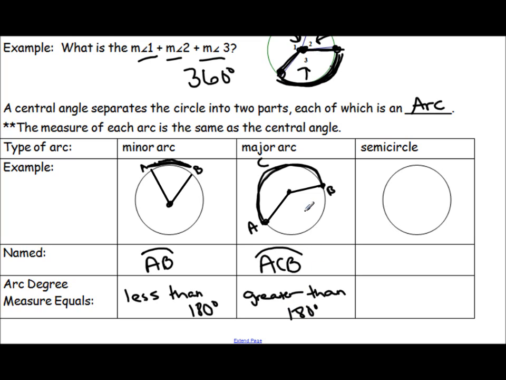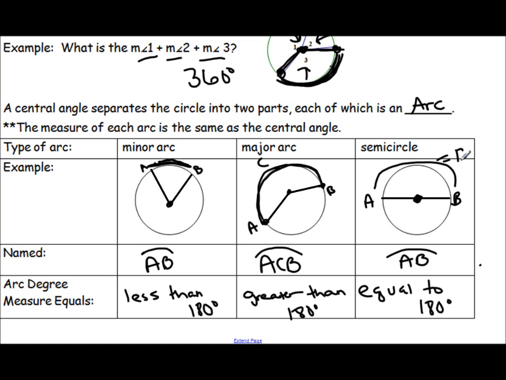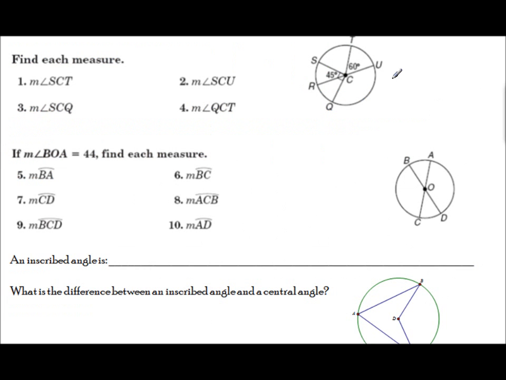And it's named by 3 points. And then you have a semicircle. A semicircle is formed when a chord goes through the center of the circle, or a diameter forms a semicircle. So the measure of this arc is exactly 180 degrees, or the measure of this central angle is exactly 180 degrees.